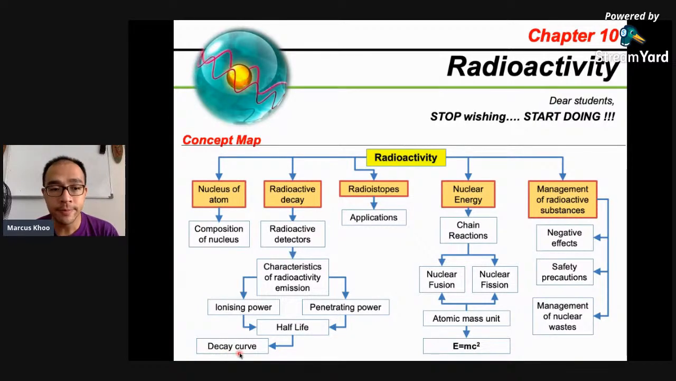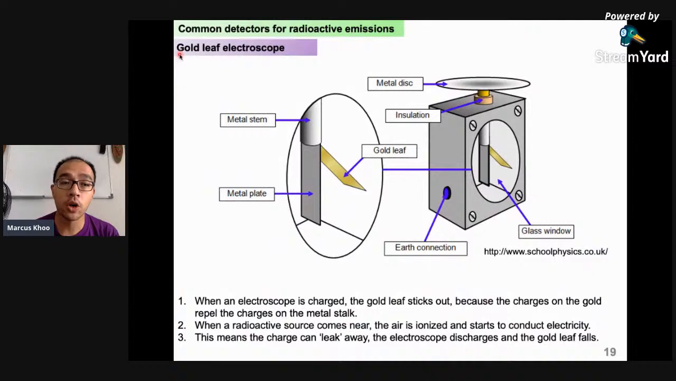The first detector is what we call a gold leaf electroscope. In Malay it is called electroscope kerajang emas, I think. Basically, it is a metal disc over here, and the electroscope part is over here. We actually use this to determine if something is being charged or not. When an electroscope is charged, the gold leaf will stick out.